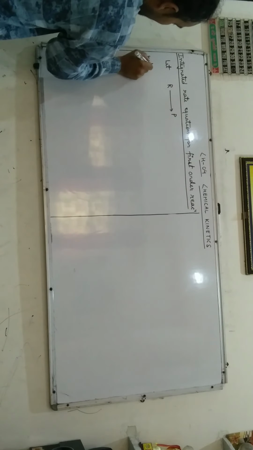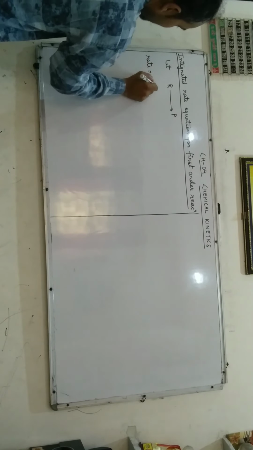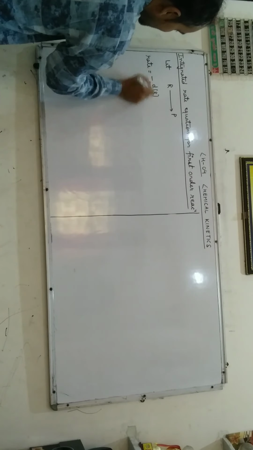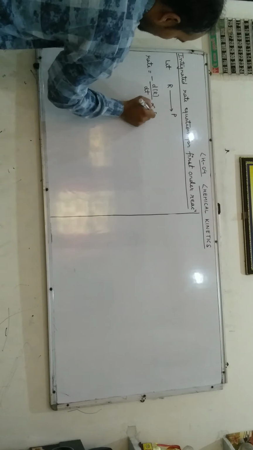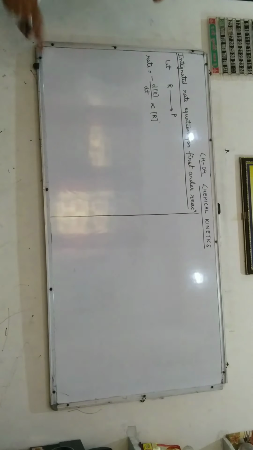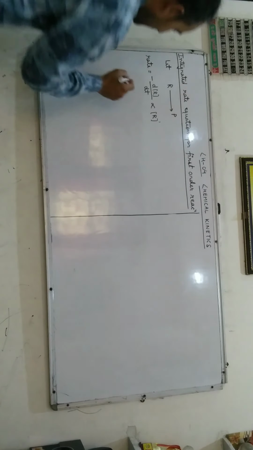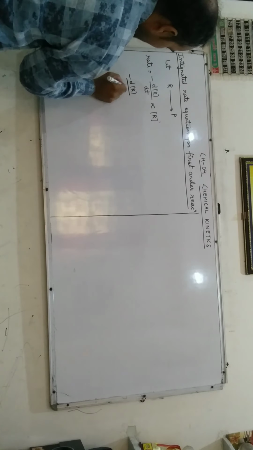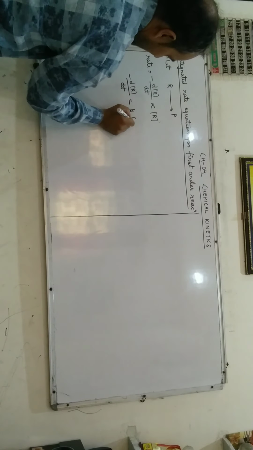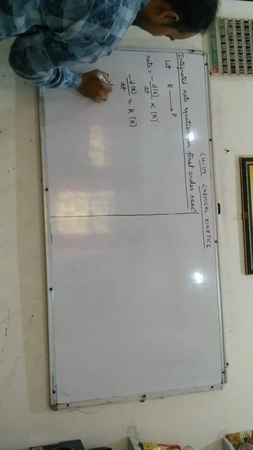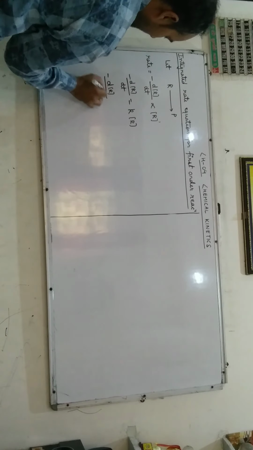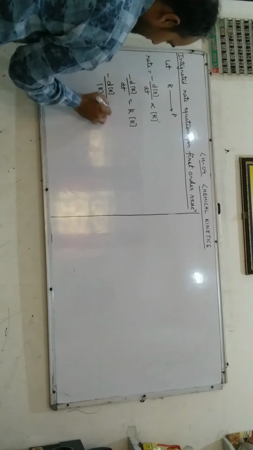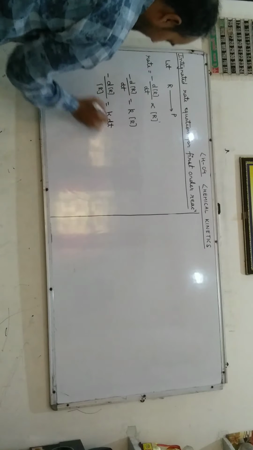The rate of reaction is expressed as minus dR upon dt directly proportional to R raised to power 1. Why do we put 1 here? Because it is first order kinetics. On removing the proportionality sign, assign some constant, say k. Now we have minus dR upon R is equal to k dt.